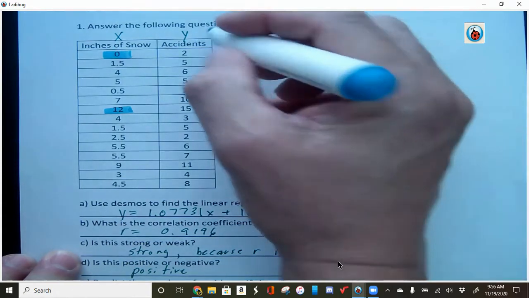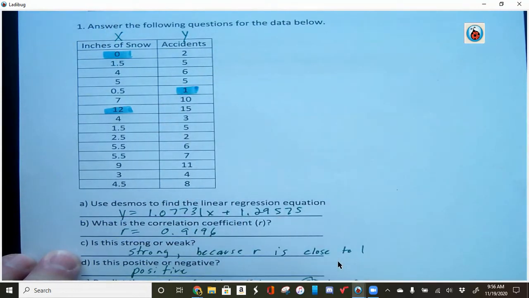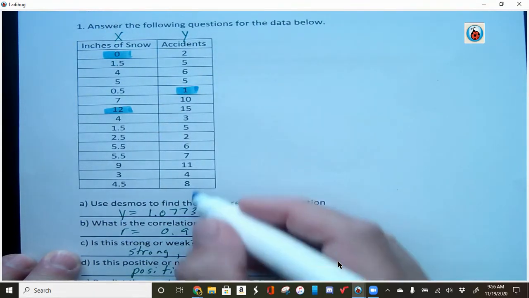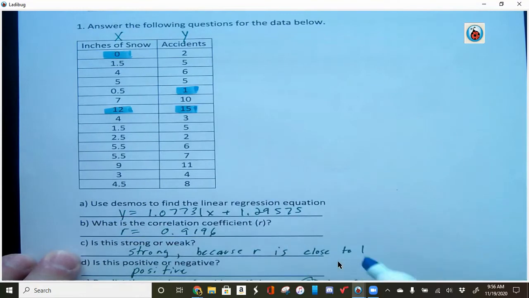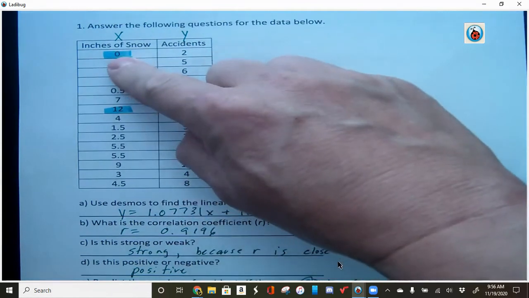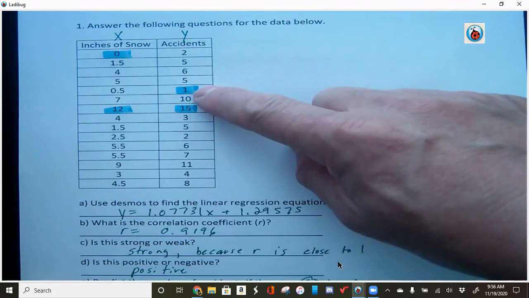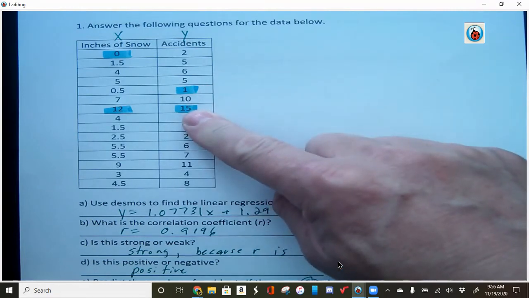The smallest number that we have for accidents happens to be 1, and the largest number for our number of accidents is 15. So if they give you information about accidents and it's between 1 and 15, then that would be an interpolation. Okay, so this is my smallest number, this is my largest number in the inches of snow, this is my smallest number and the largest number in the number of accidents.